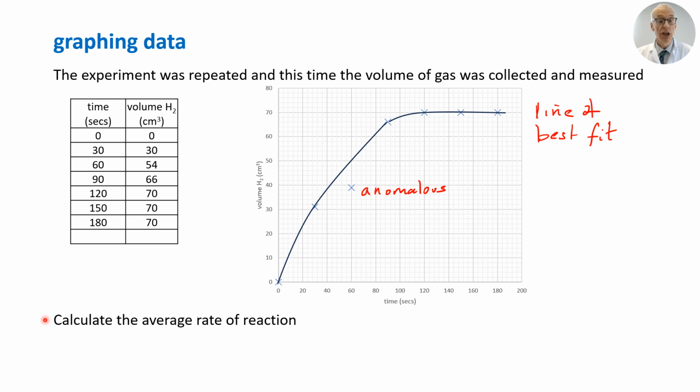Calculate the average rate of reaction. So there's my plot. Calculate the average rate of reaction. Pause. Come back to check and correct.